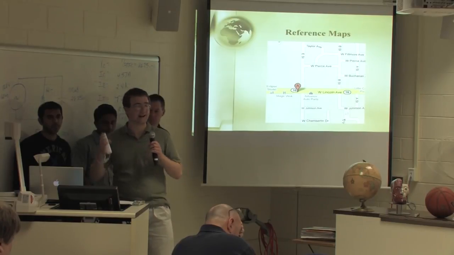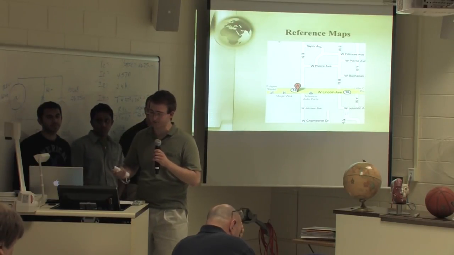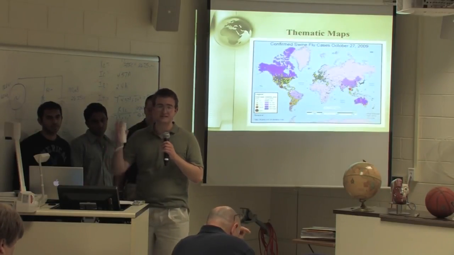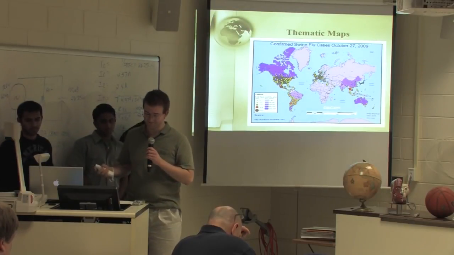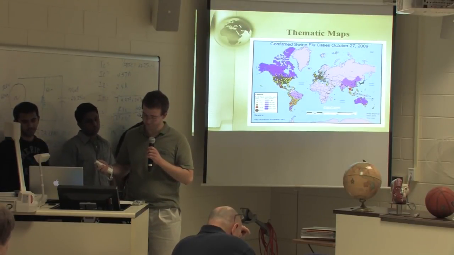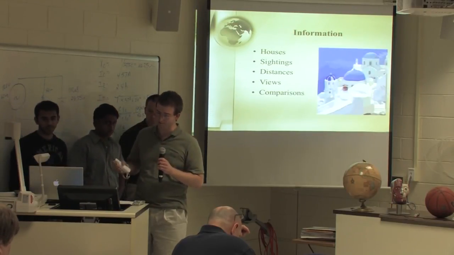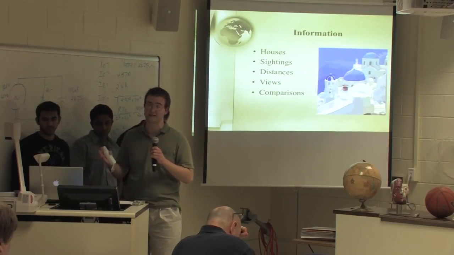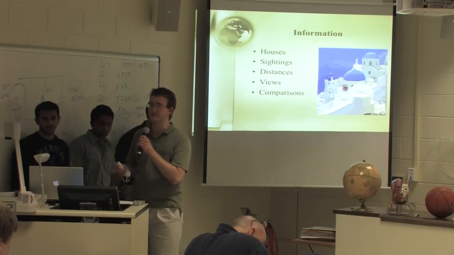Reference maps are like an atlas. You can see features on the map like roads and highways. Thematic maps display data, with an example of this being the swine flu data. The different types of data you can map include houses, sightings, distances, views, and comparisons. You can also calculate distances using the software.